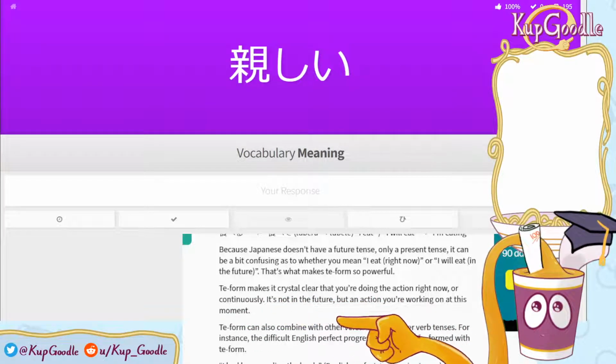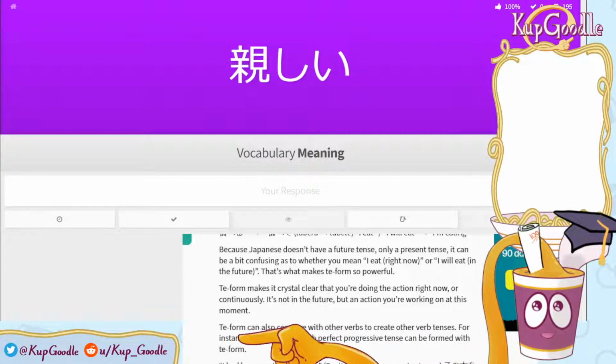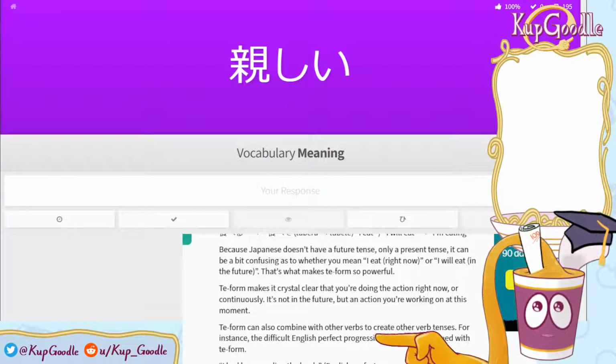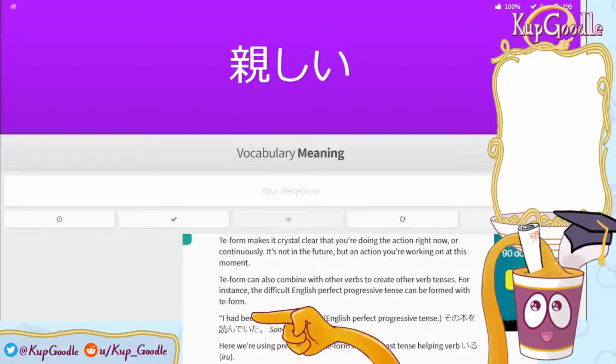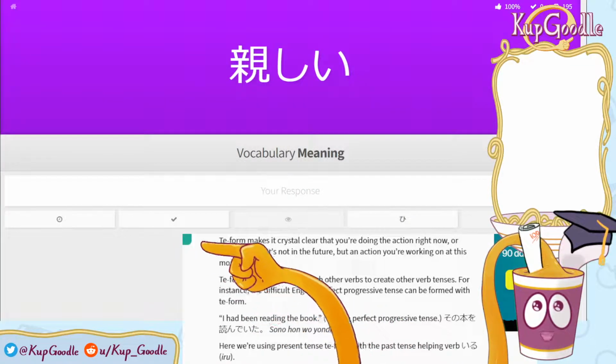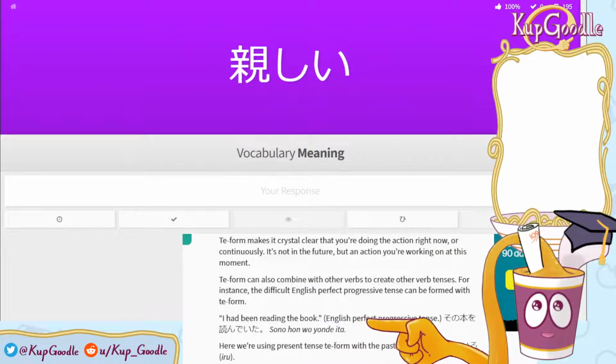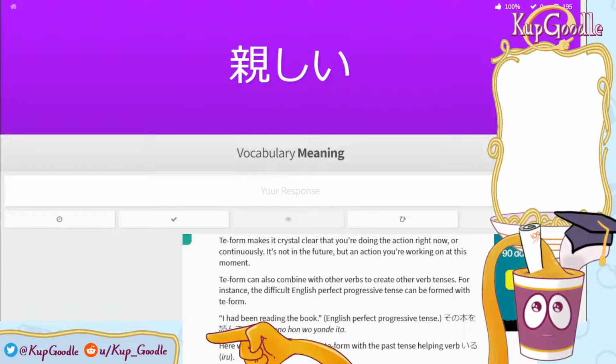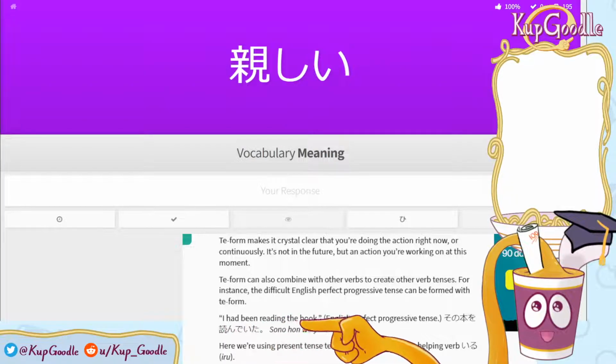Te form can also combine other verbs to create other verb tenses. For instance, the difficult English perfect progressive tense can be formed with te form. I had been reading the book. Something that was continuously happening in the past. I had been reading the book. Sono hon o yondeita.